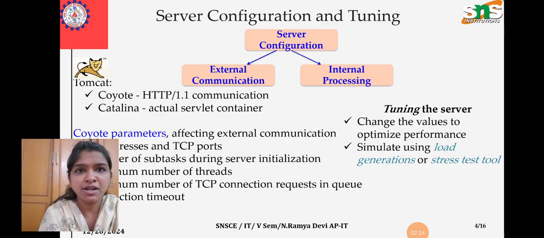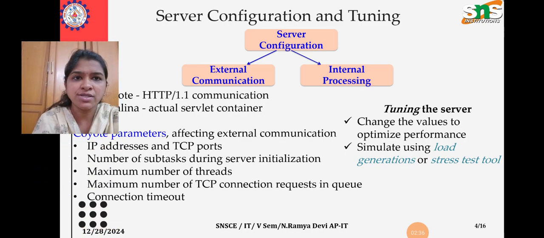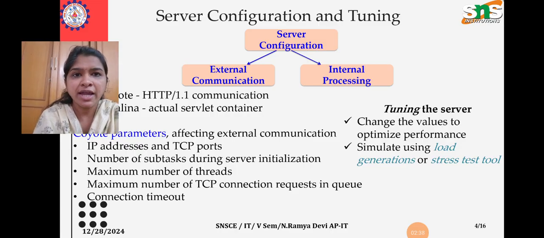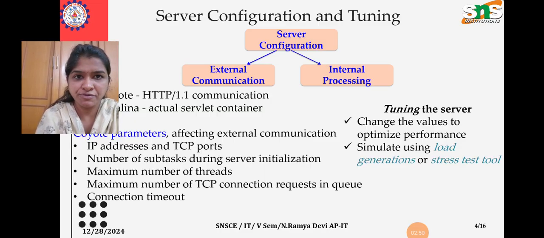For external communication, the Tomcat web server uses Coyote and Catalina. Coyote handles HTTP 1.1 communication, and Catalina is the actual servlet container. The Coyote parameters for communicating with external devices are: first we have to configure the IP addresses and TCP ports, the number of subtasks during server initialization, the maximum number of threads, the maximum number of TCP connection requests in queue, and the connection timeout.